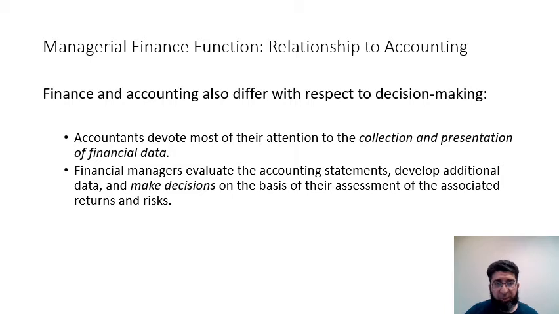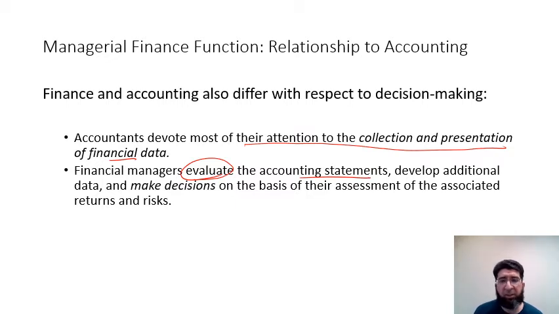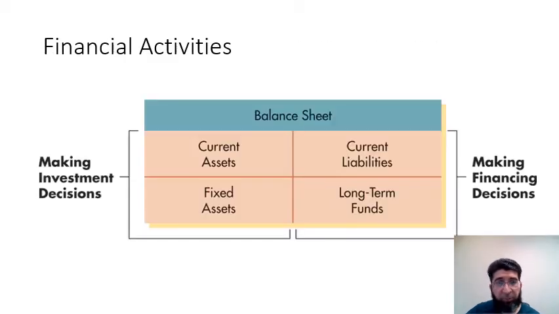Accountants devote most of their attention to the collection and presentation of financial data, while financial managers evaluate the accounting statement. So they estimate using ratio analysis, or the other way around, estimating cash flows, free cash flows, estimating the terminal values, and using it in their analysis to make decisions. So finance managers actually rely on what accountants provide them and use them to project these financials of the firm. And you can see this from this graph, which is pretty much obvious.